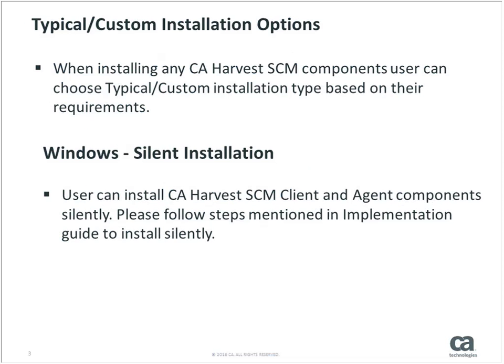First, I would like to mention the types of installations available to install CA Harvest SCM components. First, typical and custom installation options. Users who want to use default options can go with the typical installation type, and users who want to use custom options, like installing specific components or installing in a specific directory, can choose the custom installation type. CA Harvest SCM also provides silent installation for agent and client components. To install those components silently, please refer to the steps mentioned in the implementation guide.